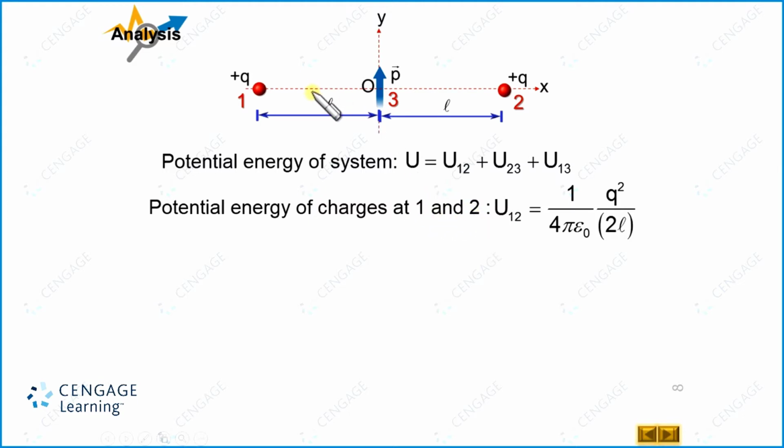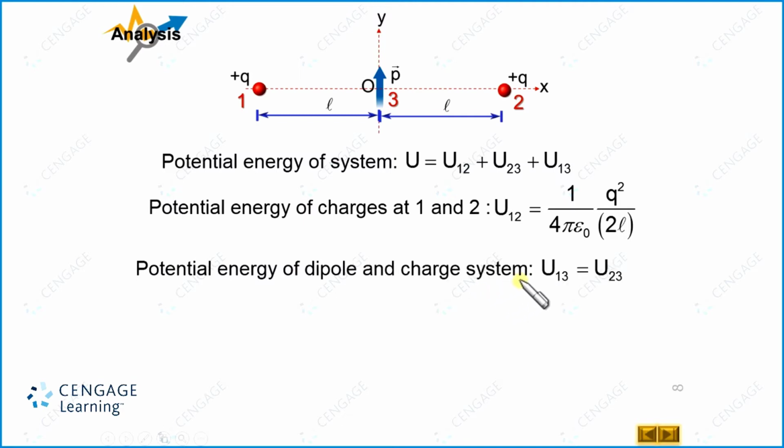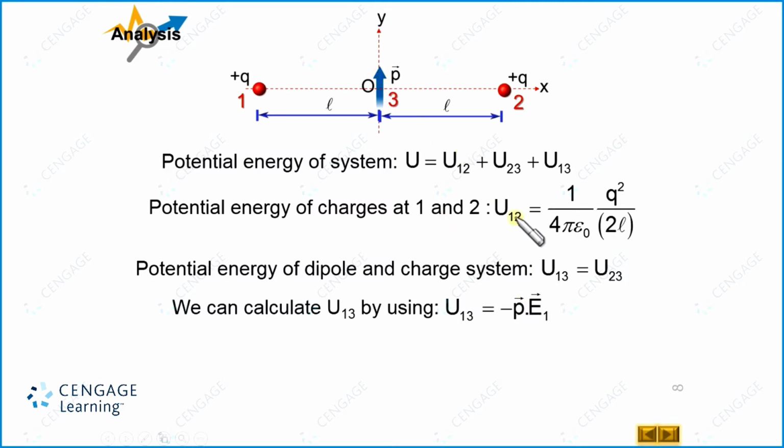And here we can observe that this charged particle and dipole, and this other charged particle and dipole, are making an identical type of configuration. That means the potential energies of 1,3 and 2,3 should be equal. So we can write U13 equal to U23. Now let us calculate U13. U13 is equal to minus P dot E1. P is the dipole moment of this dipole and E1 is the electric field because of charged particle number 1 at the center of the dipole.